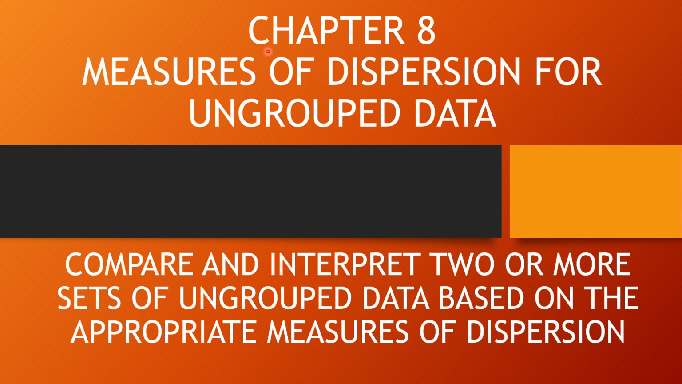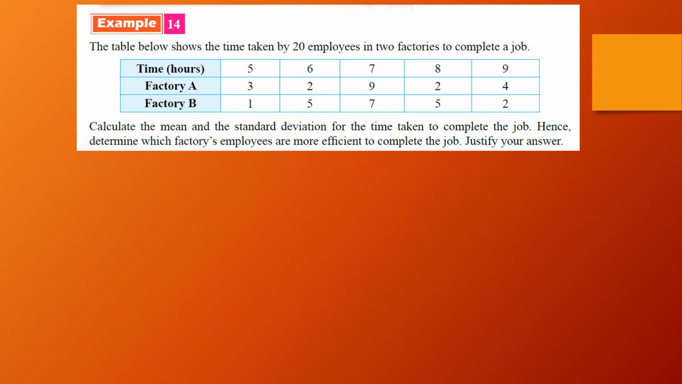Hi everyone, today we will look at another part of chapter 8, measures of dispersion for ungrouped data. That is, compare and interpret two or more sets of ungrouped data based on the appropriate measures of dispersion. So now we look at example 14. You can refer to your textbook at page 234.